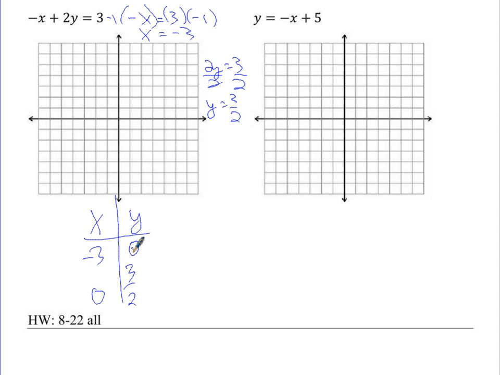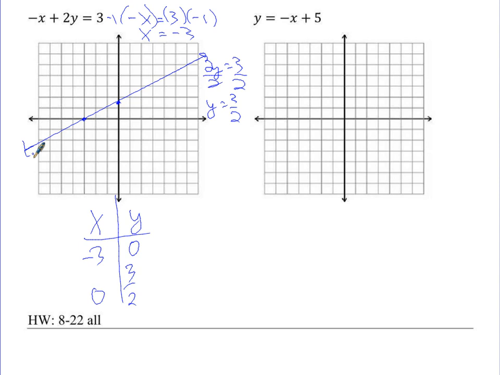We have negative 3, 0, which is there. And then we have 0, 3 halves. So 0, and then 3 halves is like 1.5. So I just go up to 1.5 and I put my dot there. Or I can count by halves. I can go 1 half, 2 halves, 3 halves. Once I get both of those dots on there, I'm good. Just draw on the line. And you're done.